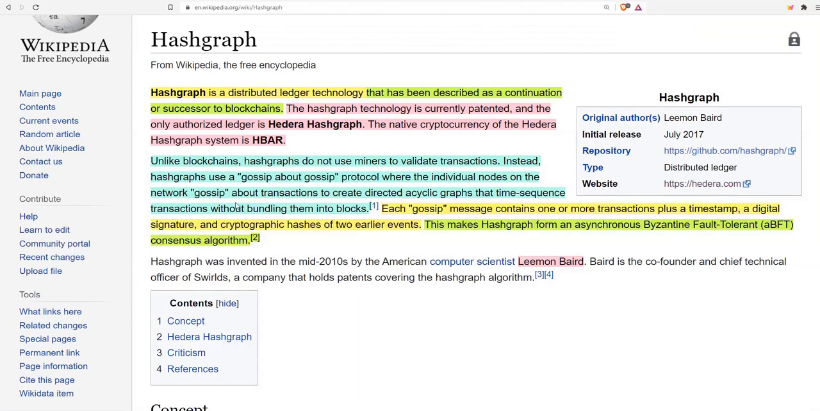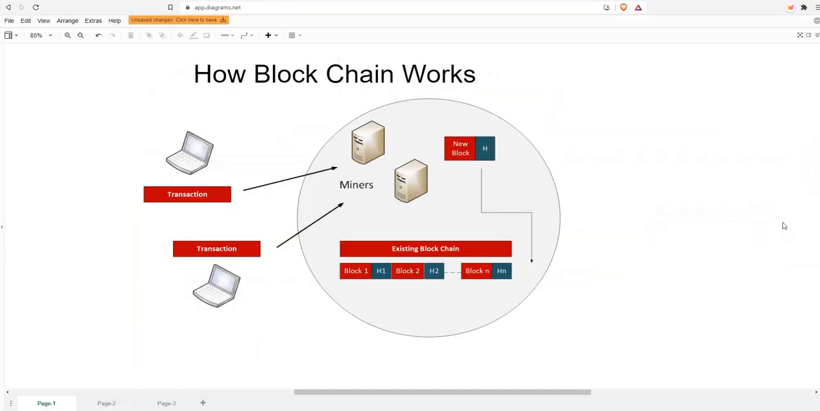So Hashgraph is a distributed ledger technology that has been described as a continuation or successor to blockchains, which means the present blockchains have certain complexities in achieving consensus algorithms and in processing more transactions per second to achieve high throughput. So certain limitations are there in the blockchain, and those limitations can be solved by hash graph. To discuss more on that, let's understand how the blockchain works in general.